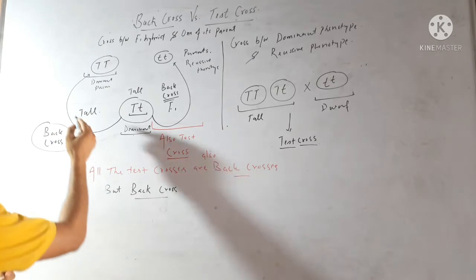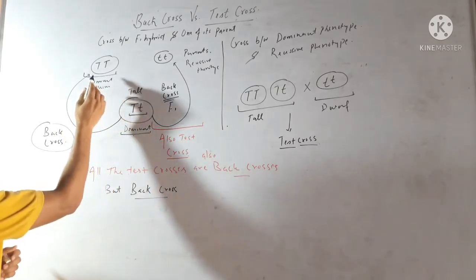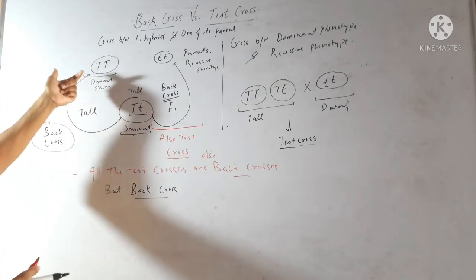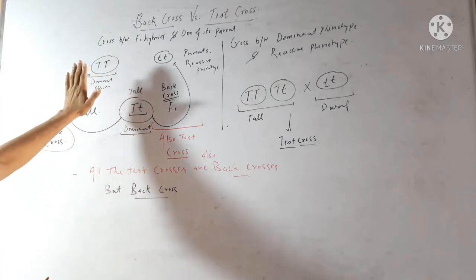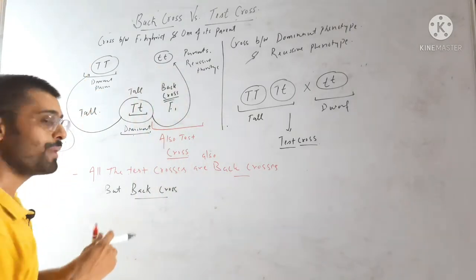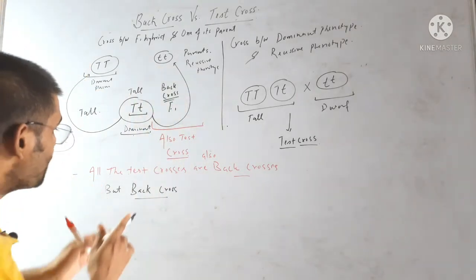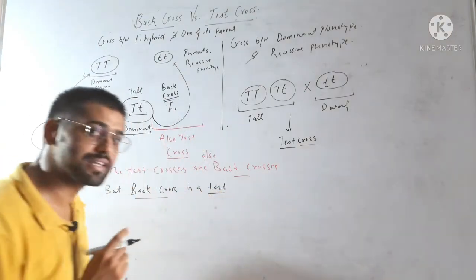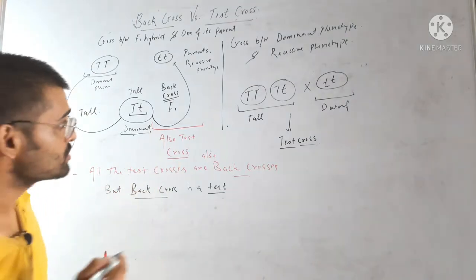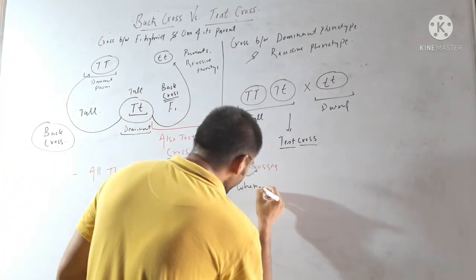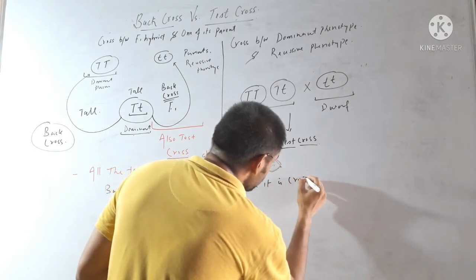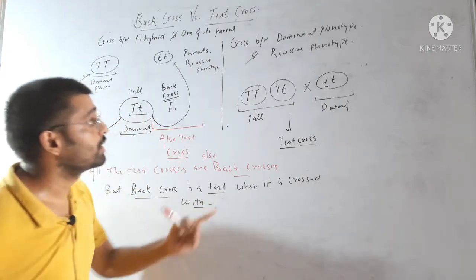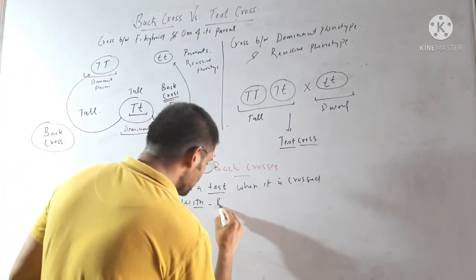Why? Because look at this, it is a backcross. Here we are crossing a dominant phenotype with a dominant phenotype. So it is not a test cross, it is a backcross. So all the backcrosses are not test crosses. A backcross is a test cross when it is crossed with a recessive parent.